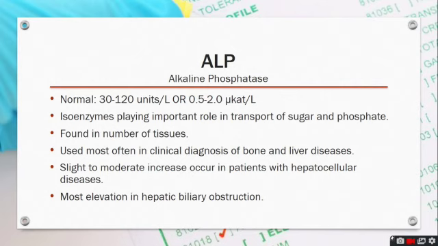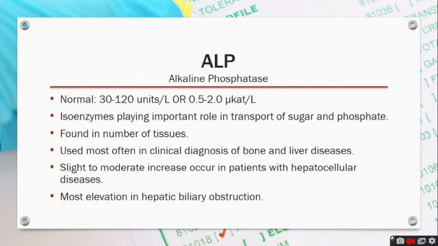Now these isoenzymes present in ALP have different physicochemical properties and can originate from different tissues. The different tissues can be liver, bone, placenta and intestine. In normal adults, ALP is derived from liver and bone. That's why it is used most often in the clinical diagnosis of bone and liver disease.